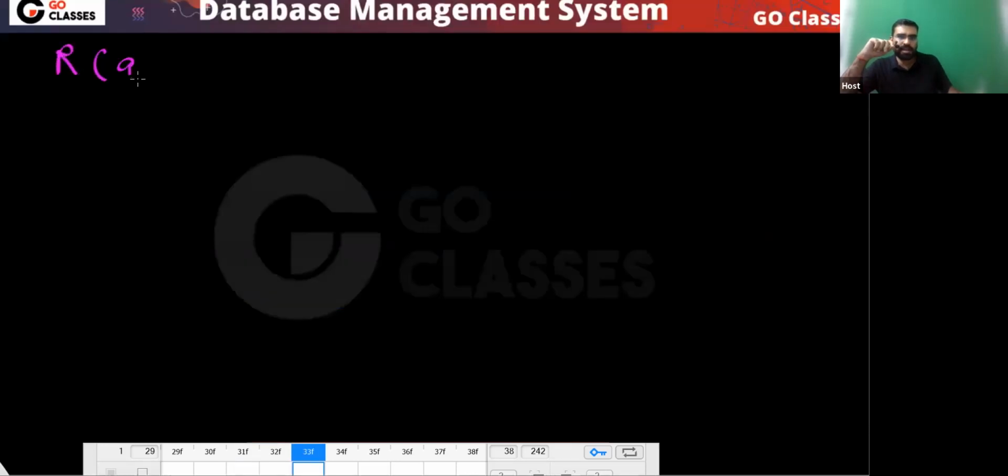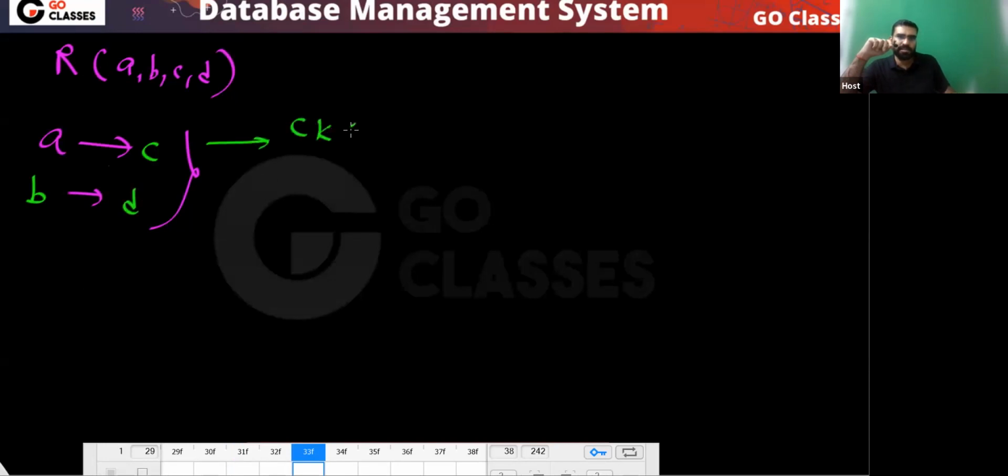So relation R(A, B, C, D), these are the attributes, and these are the functional dependencies: A determines C, B determines D. A is determining C and B is determining D. First of all, find out the candidate keys. Which attribute is not on the RHS of any FD? A, B. So A, B must be part of every candidate key, correct?